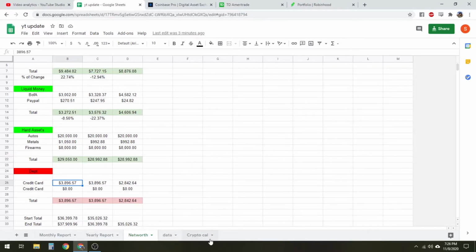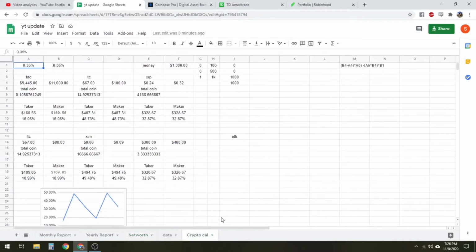This tab is just data. We're not even going to click into that one. And then this is a cryptocurrency calculator. If you guys want to see how this works, let me know. I built this right here, and you could actually see an equation I worked out right up here. This was fun to actually try to build.